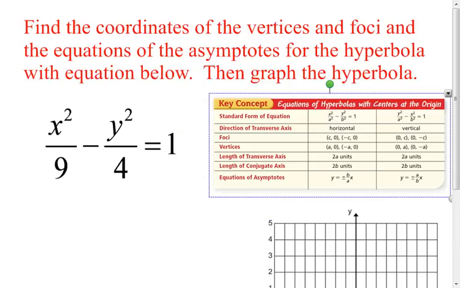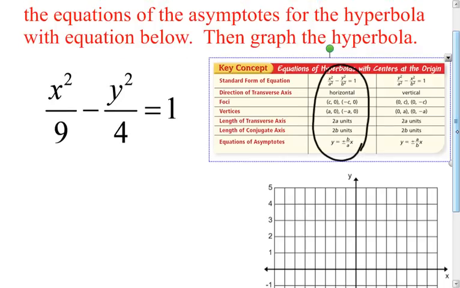All right, we are actually going to skip that. Okay, then it says find the coordinates of the vertices, the foci, and the equations of the asymptotes for the hyperbola, and then graph it. Okay, so notice that this equation here has x squared listed first, which means I know the branches of my hyperbola are left-right branches instead of up-down branches. So I am going to use all of this information right here to help me.